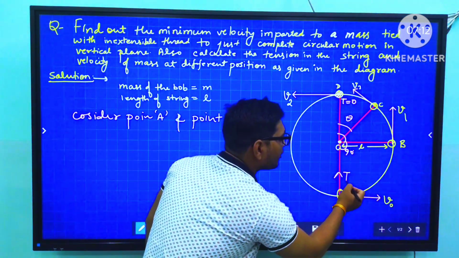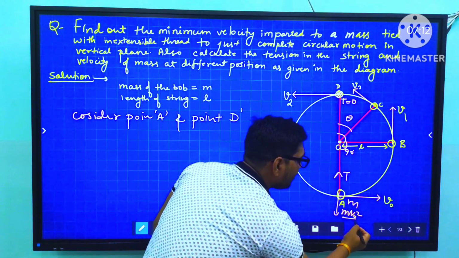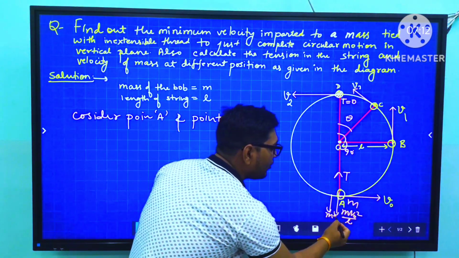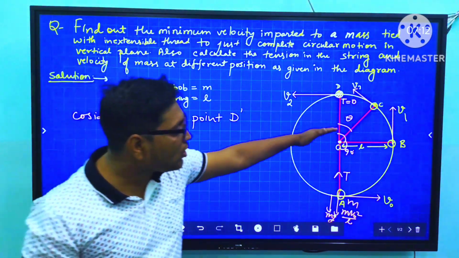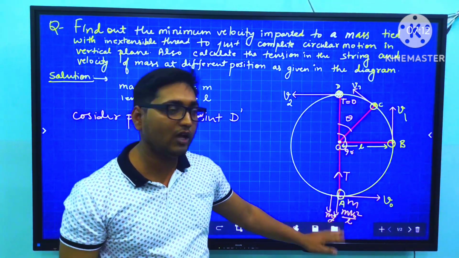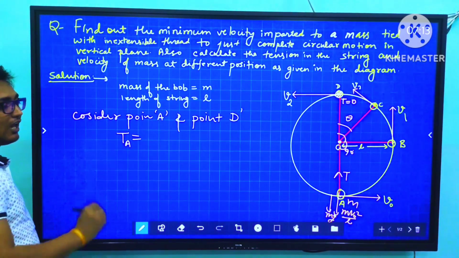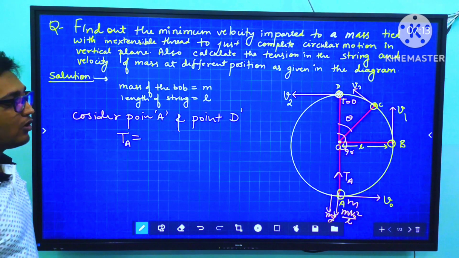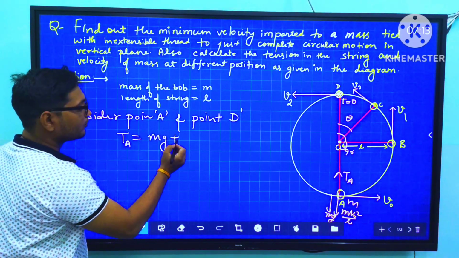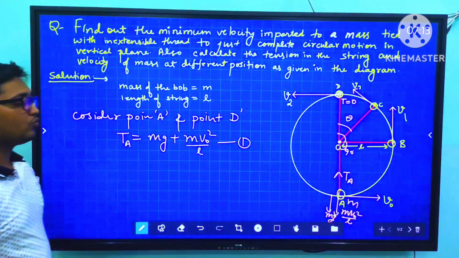Tension will be in the upward direction toward the center of the path. The centrifugal force will be mv0 square divided by L, where L is the length of the string, and the weight of the ball acts in the downward direction. At the lowermost point, the forces will be balanced. The tension will balance the centrifugal force and the weight. So we can put down the equation. Tension at point A, we can say TA, and the velocity at the lowermost point is v0. So TA is equal to mg plus mv0 square divided by L. We consider this as equation 1.